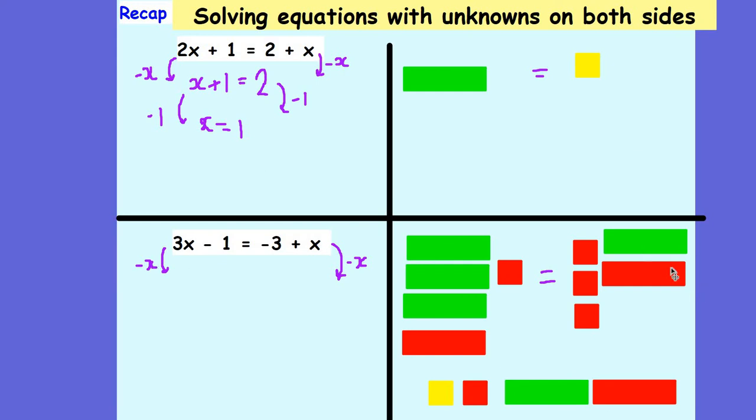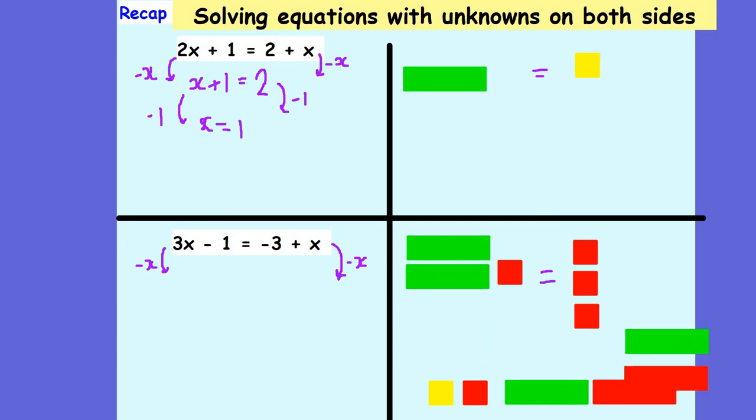If I then remove my 0 pair, there's 1. There's another. I'm left with 2 lots of x. Subtract 1 is equal to -3. Now I've got a mixture of green rectangles and squares on one side, so I need to cancel out that 1 square. And to do that, I'm going to add a yellow square to form my 0 pair. Whatever I do to one side, I do the same to the other. It's a yellow square, so I've added 1.